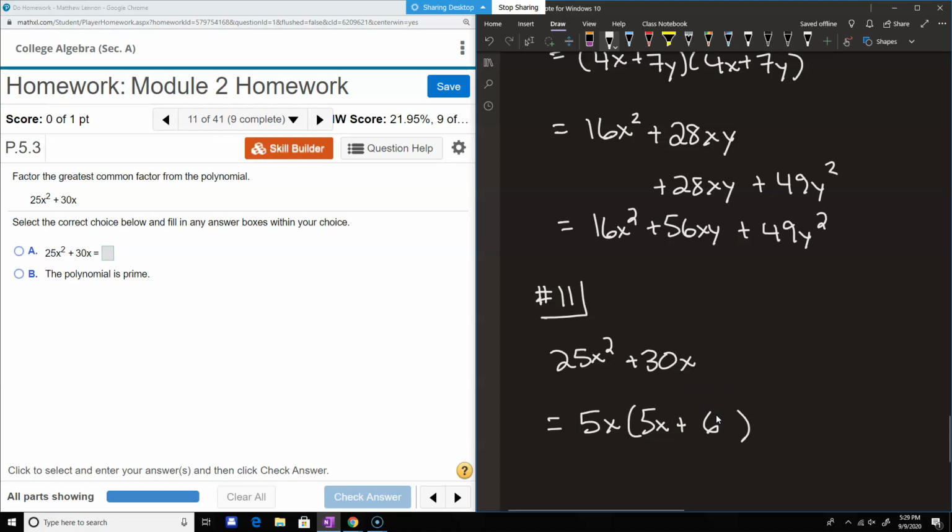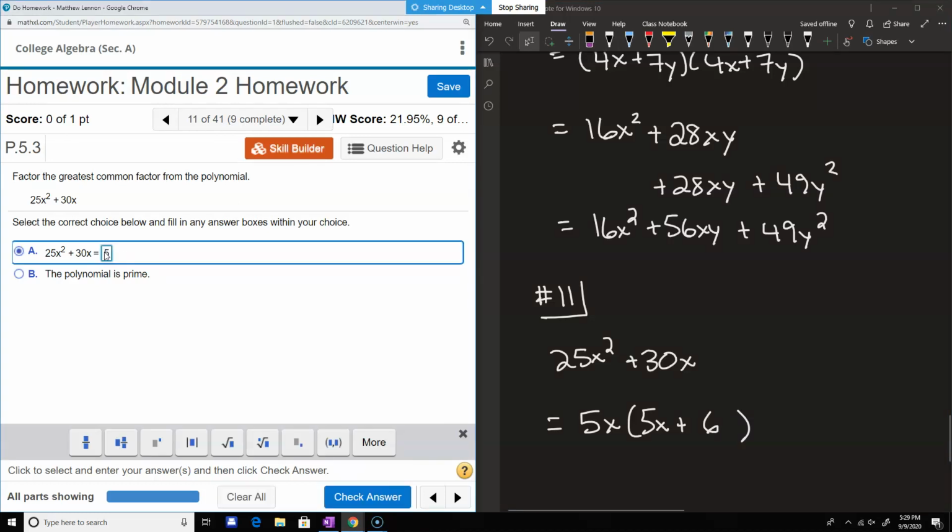And you can notice that if you distribute the 5x back through to check, you get exactly what you started with. The reason factoring is going to become important for us is it's going to allow us to solve equations later. So expanding is good, but factoring is nice for helping us solve equations. So we would just enter that here, 5x times 5x plus 6.